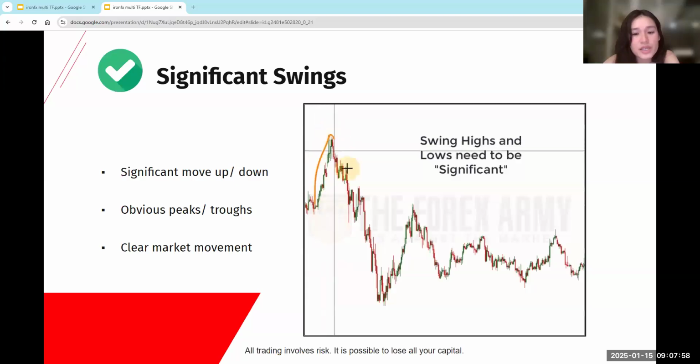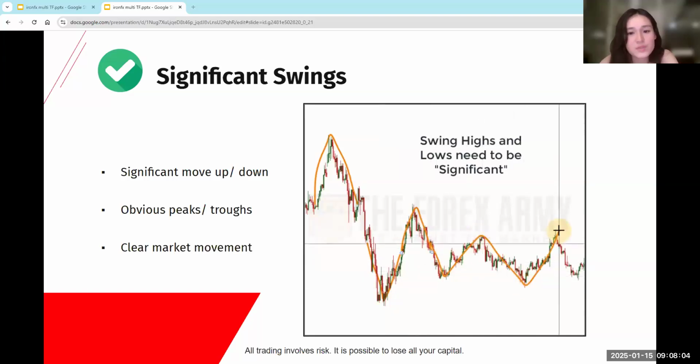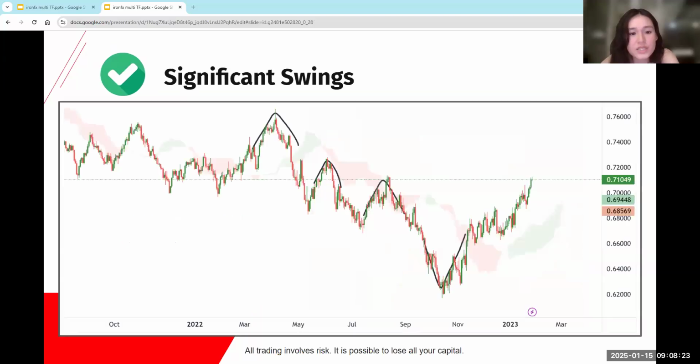Okay, so here's a correct example of significant swings. There's a very clear move up and down, with very obvious peaks and troughs and clear market movements. So these swings will be good to use for your support and resistance levels, Fibonacci, and also even for your other indicators as well. Okay, here's another example. So we've drawn out exactly how clear your peaks and troughs should be.